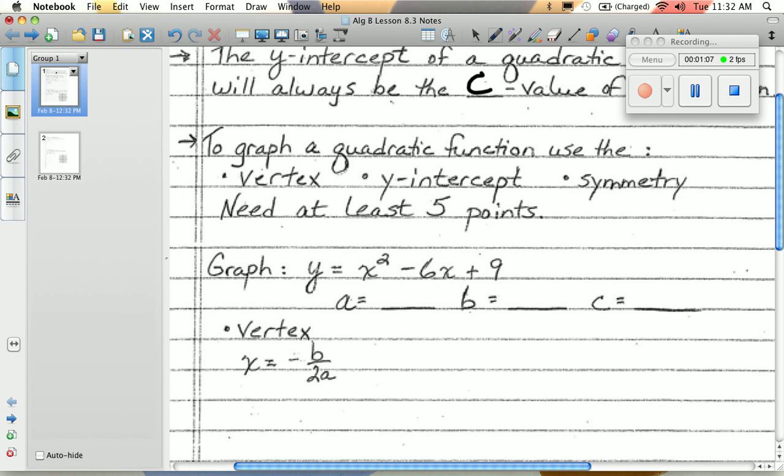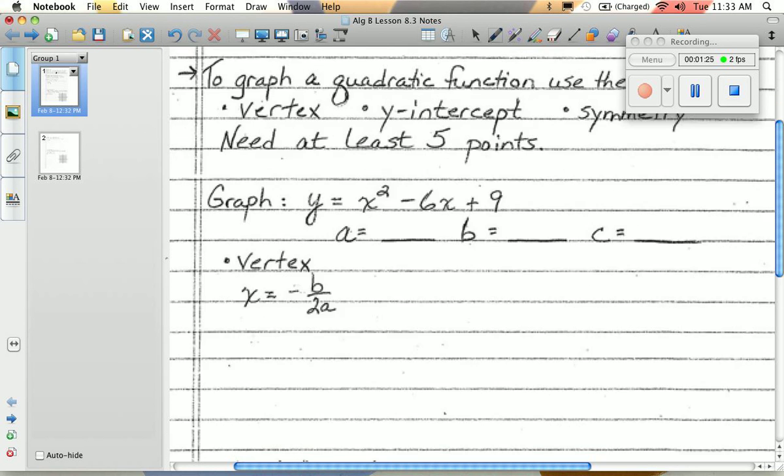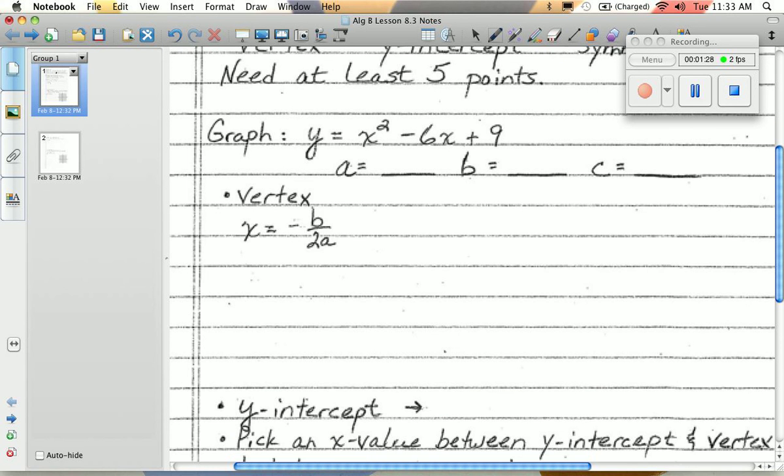So to graph a quadratic function today, we're going to use the vertex, we're going to use the y-intercept, and we're going to use symmetry. And I say you need to have at least 5 points. Now you notice in those ones that you graphed for today in the tables, they had sometimes 7 or 9 points for you to do. Today I will let you off the hook with just 5.